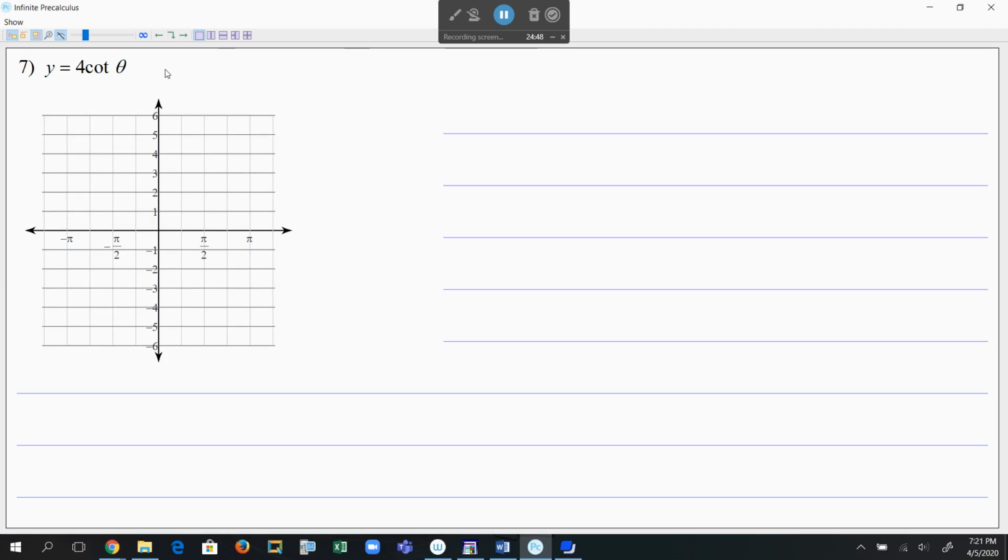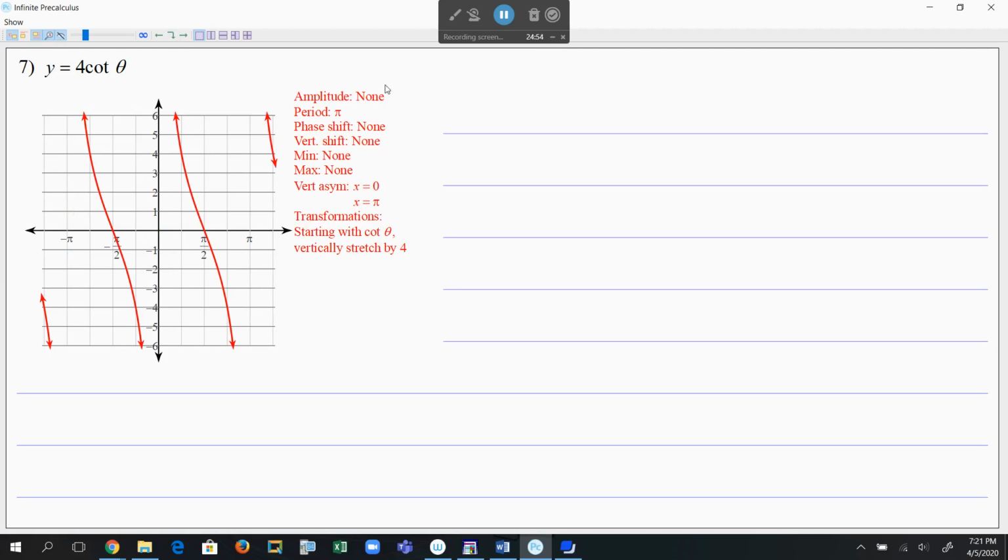Okay, so this is the cotangent function. So y equals 4 times cotangent of x. So the first thing, notice that this is not the parent function because we do have a 4, our leading coefficient, right in front of cotangent of theta. Okay, so again, for the cotangent function, it doesn't have amplitude, and the period is pi.